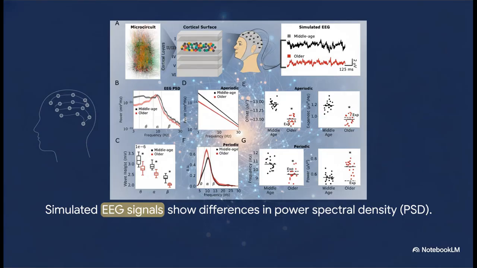A critical validation step for any model is determining if it can reproduce clinically relevant signals. The team generated simulated EEG signals from the microcircuit activity. The resulting power spectral density plots showed clear differences between the two age models. And what's important here is that the simulated EEG from the aged models reproduced key biomarkers seen in human aging studies, even though the model was not explicitly optimized to do so.